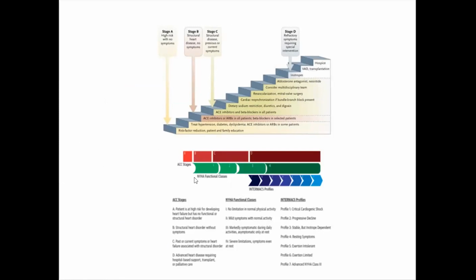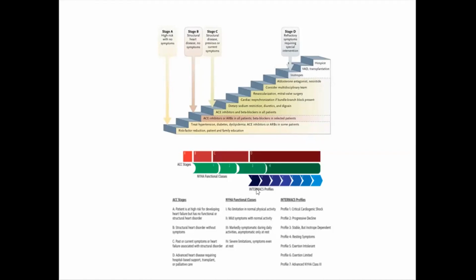So we talked about the stages, and the NYHA classes are based on symptoms. NYHA class 1 is no limitation with normal physical activity. NYHA class 2 is mild symptoms. NYHA class 3 is moderate symptoms during daily activity, and class 4 is severe limitation, with symptoms at rest.